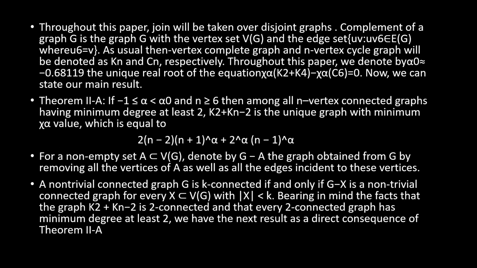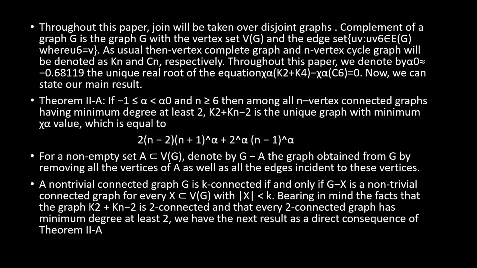Throughout this paper, join will be taken over disjoint graphs. The complement of a graph G is defined as the graph with the vertex set V of G and the edge set {uv : u, v belong to V(G), uv does not belong to E(G), u ≠ v}. As usual, the n-vertex complete graph and n-vertex cycle graph will be denoted as Kn and Cn respectively.